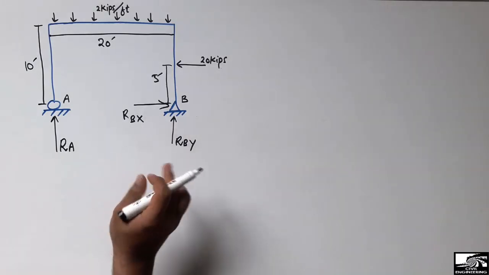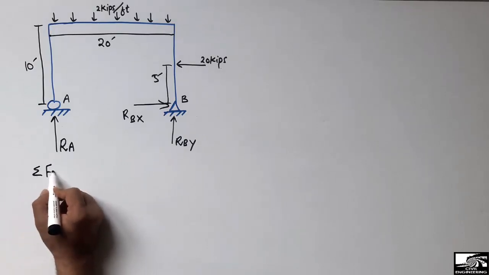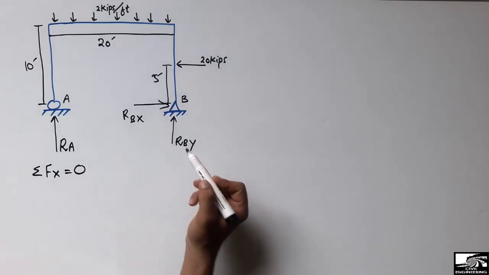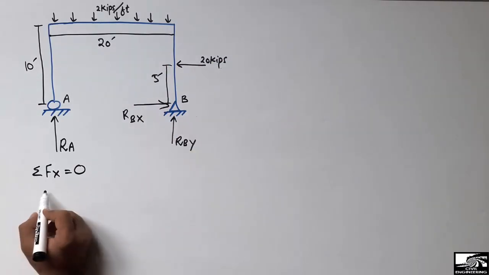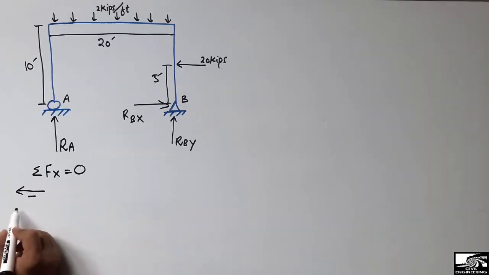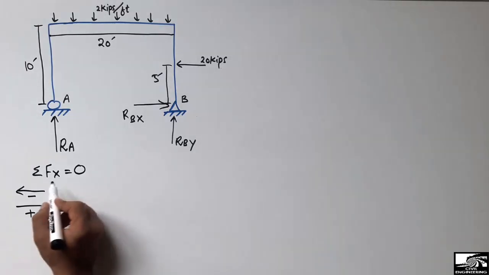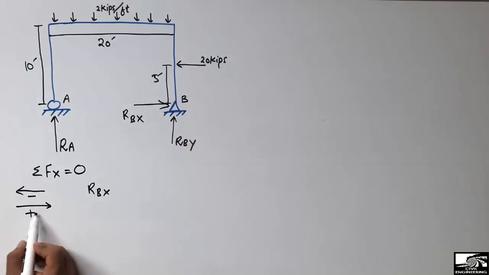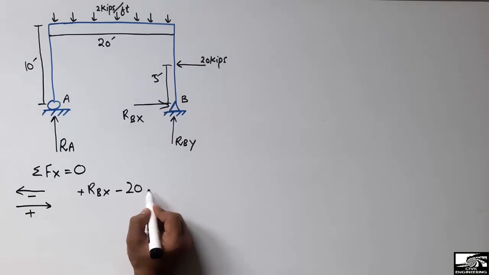Now to find each reaction, I will start the calculation from the summation of forces in the horizontal direction equal to 0. There is only one horizontal external load acting on this frame structure, which is acting on the right column, which is 20 kg. So I can write here that the force acting in this direction will be taken as negative, while the force acting in this direction will be taken as positive. So summation of Fx is equal to 0. RBX, which is acting in this direction, is taken as positive, while in this direction it is taken as negative. So RBX minus 20 is equal to 0.